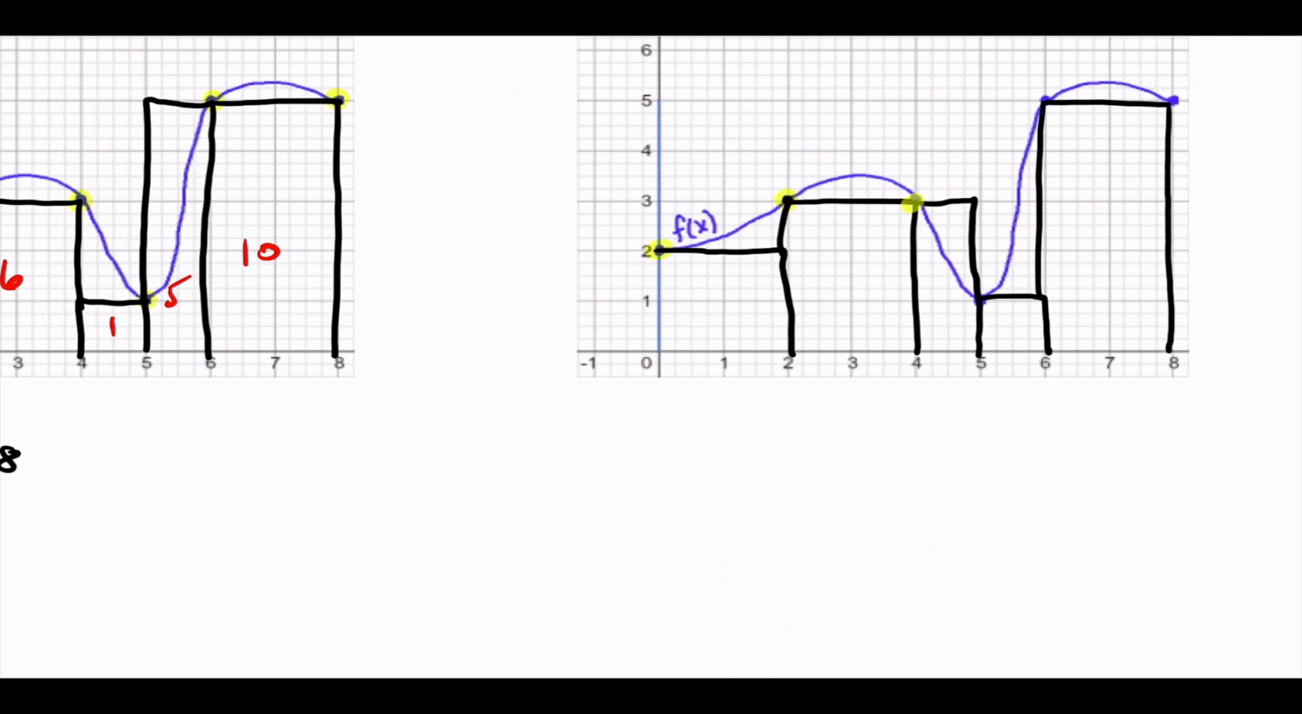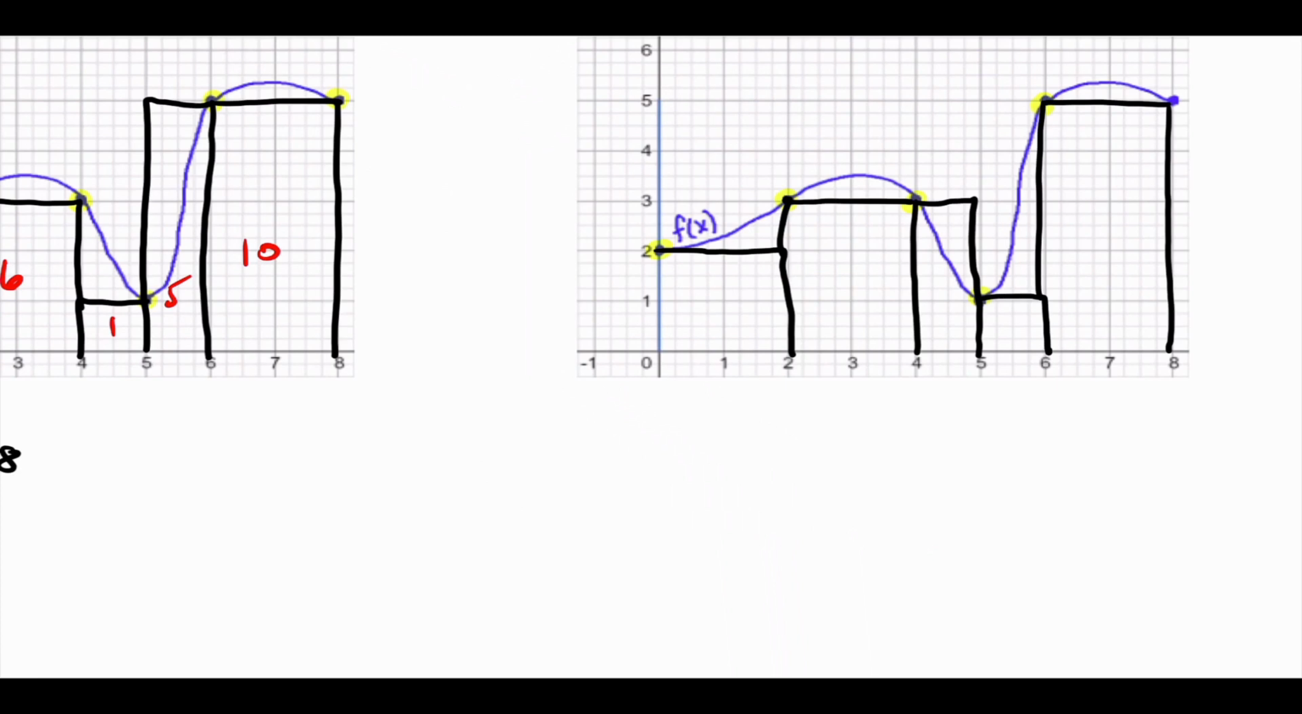So 5 rectangles, all of them, the top left corner touches the blue. That's one example. Is that the only example? No, but that's one example that fits. The only requirement is that you have 5 rectangles and the top left corner touches the blue. If another corner touches the blue, great. But the top left corner of every single rectangle has to touch the blue.